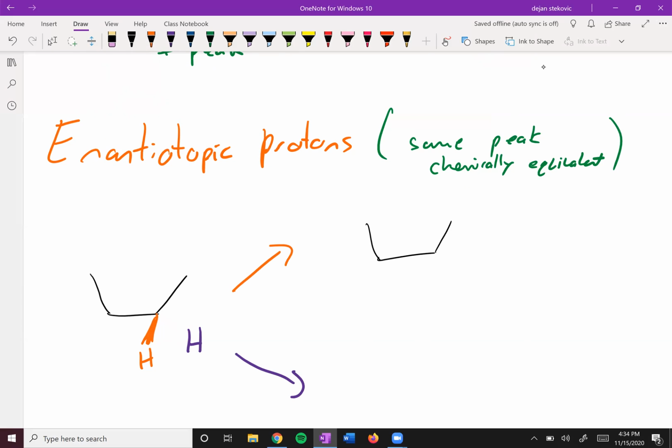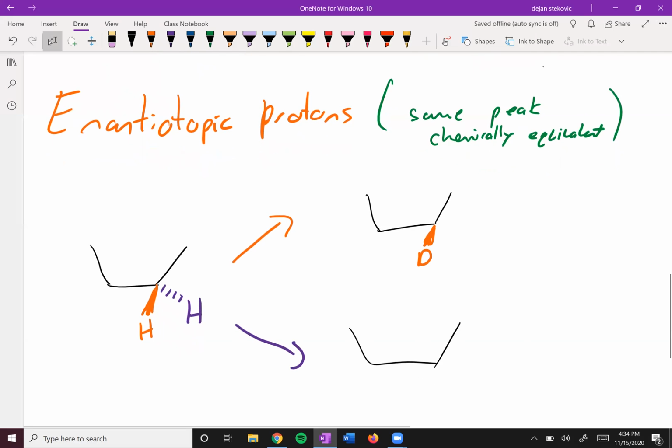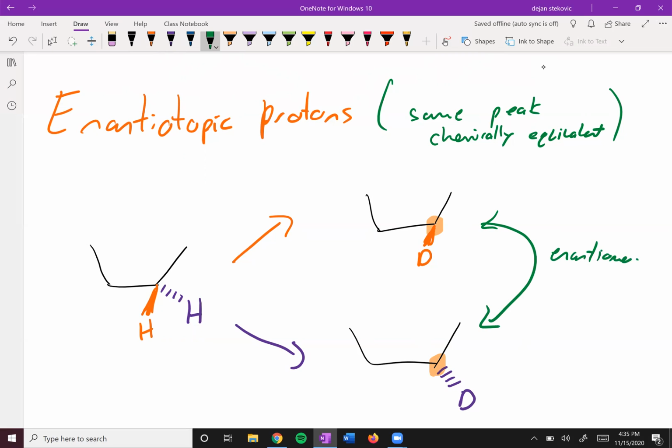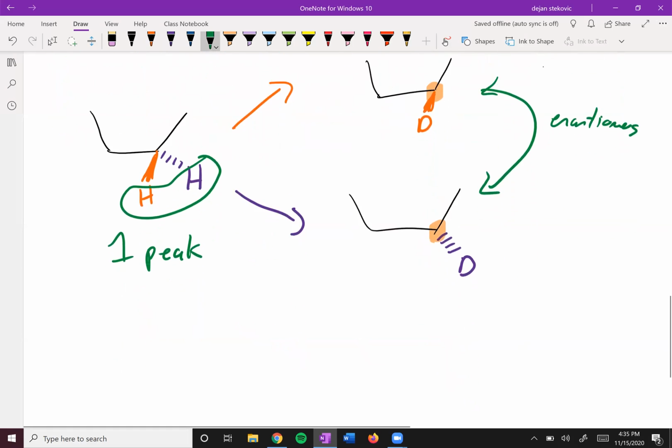So let me make this a wedge and make this a dash. If you replace this one with a deuterium, you've got a D as a wedge here. And then if you replace this one with deuterium, you've got D as a wedge here. What you'll notice is that this is a chiral center now, right? By replacing that hydrogen with this deuterium, we've made it a chiral center. One's a wedge, one's a dash, they're in the same orientation. These two are enantiomers of one another. And so that makes these two protons enantiotopic protons. However, they still show up as one peak. Enantiotopic protons still show up as one peak, assuming we're not using a chiral solvent, which in this case, we will not.